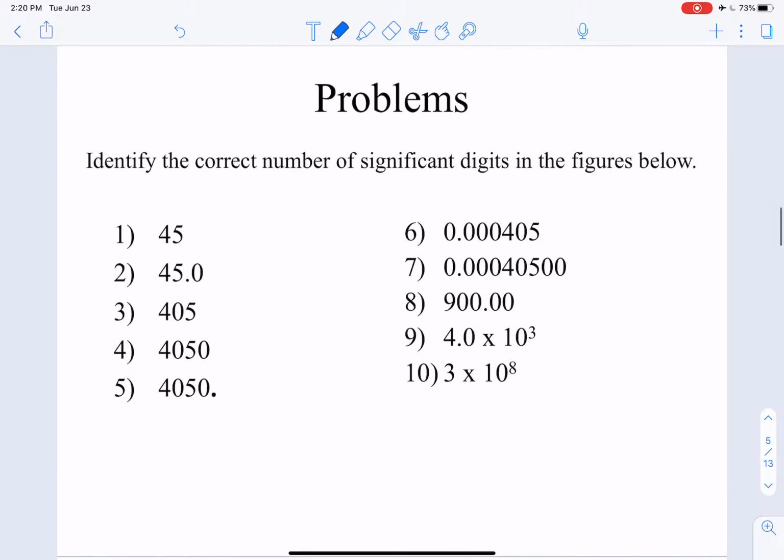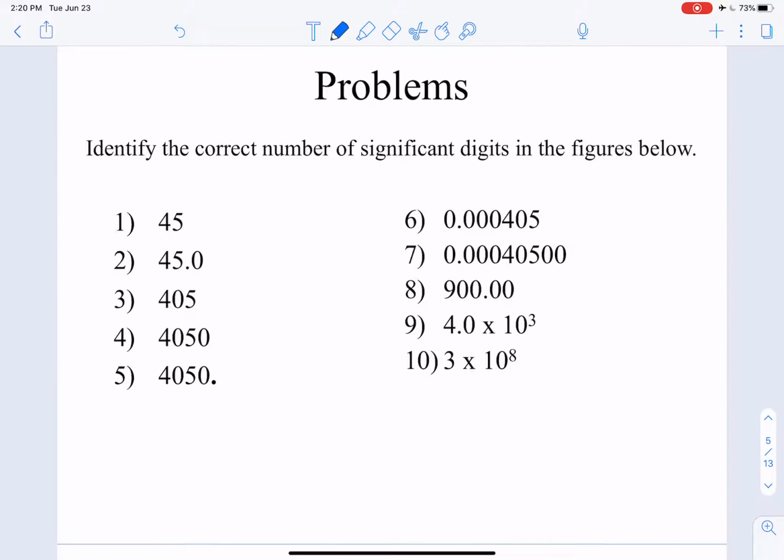All right, let's do some problems. So let's identify the correct number of significant digits in the measurements below. And don't worry about if it's centimeters or milliliters or kilograms. Let's just look at the numbers. So number 1, 45. How many significant digits do we have there? What we have is 2 significant digits, so 2 sig figs there.